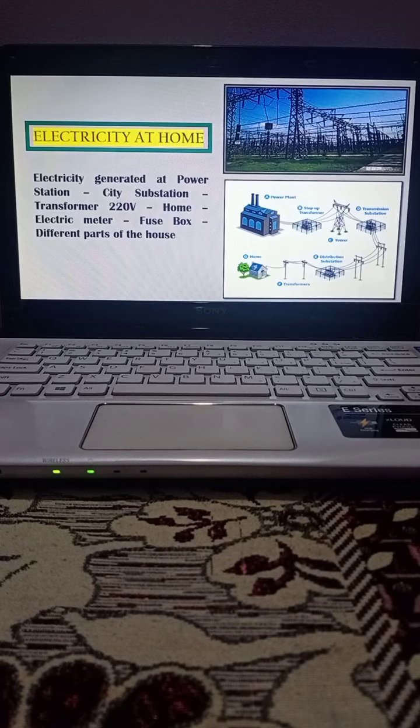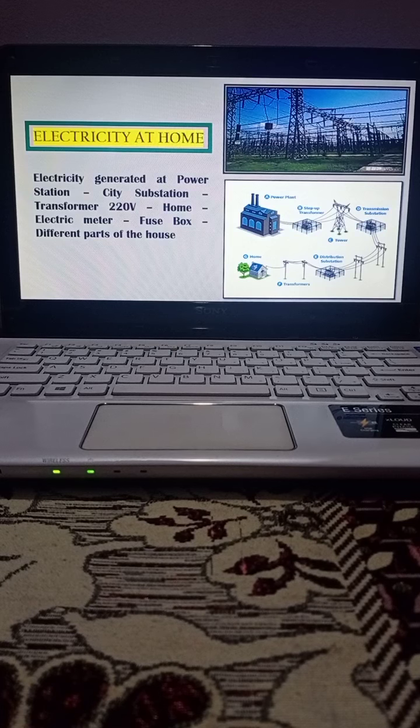Further, the next topic is how electricity reaches our home from the power station. There are many steps under this process, of how electricity which is generated at the power station reaches our home. At the power station electricity is generated at very high voltage. Further, when it reaches our home, it is converted from that very high voltage into just 220 volt, and we are using it.